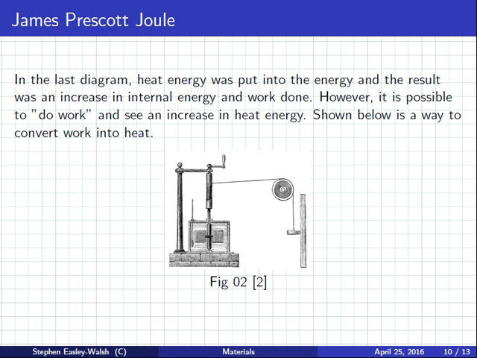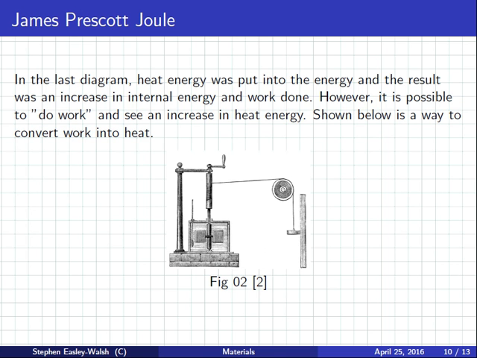Okay. This slowly falls because there's a spindle here and there's a rope, a string around the spindle. So as this falls and the string pulls, this starts to spin around. This is connected to paddles. Paddles are just squares, like in the bicycle. And this is placed into some water with a thermometer.